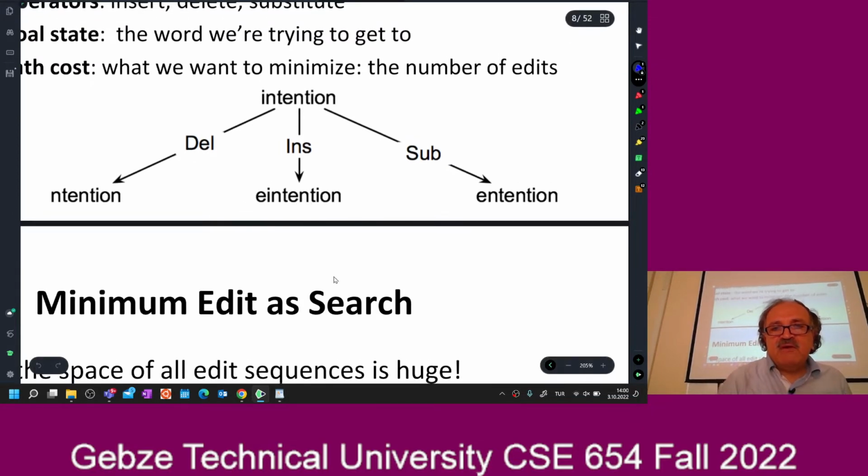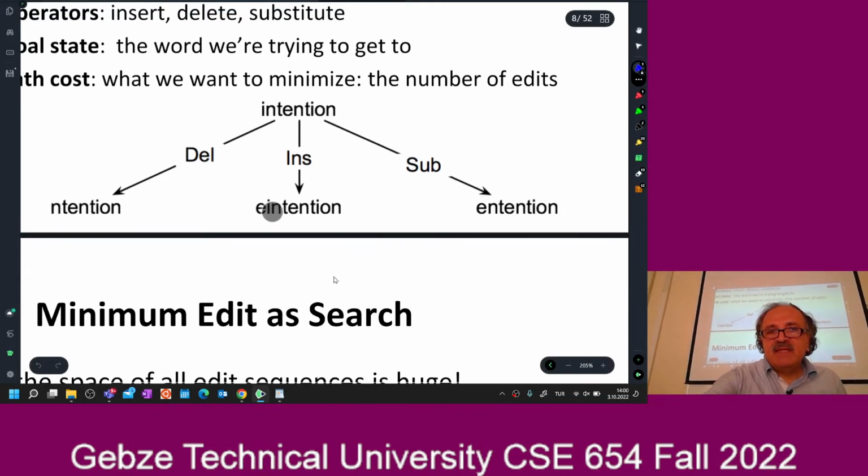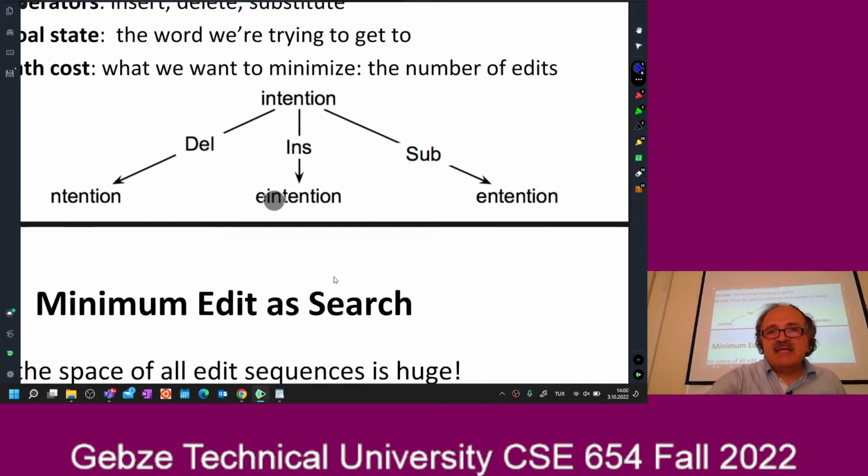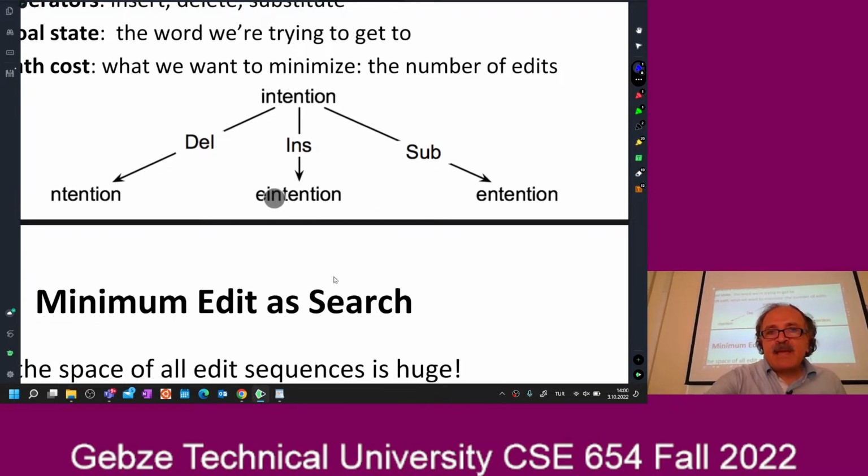And I can do the same thing. What can I do now here? I am in the second letter now, right? I can delete I, or I can insert an X in there, because I already inserted E, right? Or I can substitute I with an X.